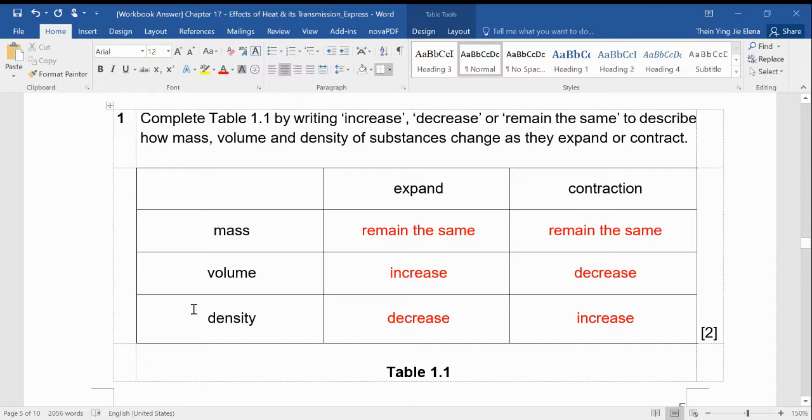Density is the mass per unit volume, okay? So if you insert numerical values and try to calculate it on your own, you'll realize that if my mass remains the same but my volume increases, my density will decrease. We learned this in chapter 7, particulate nature of matter, so please revise it if you're not sure.